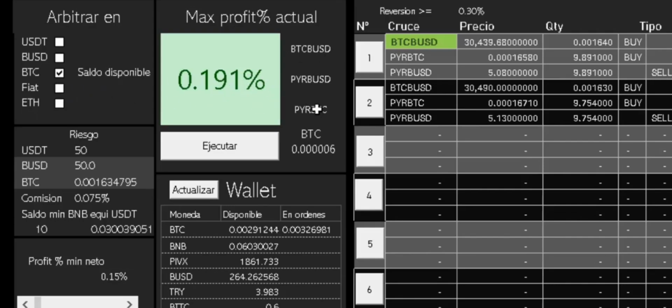doing triangulation with these three currency crosses we obtain this utility, this profitability. If we look with BUSD, we have one with a higher profitability with these currency crosses, and we are going to have this utility. Notice that this works in real time, likewise the execution of the orders.